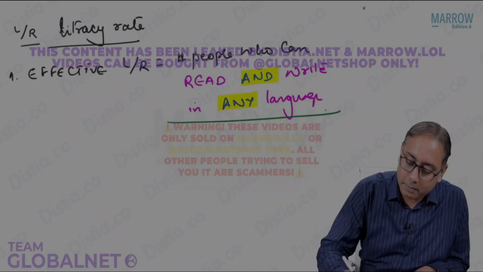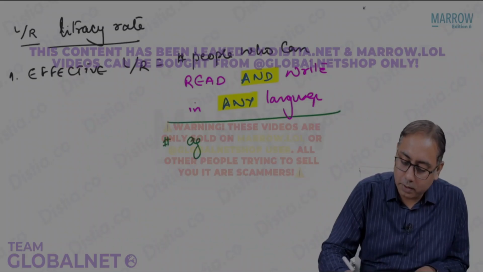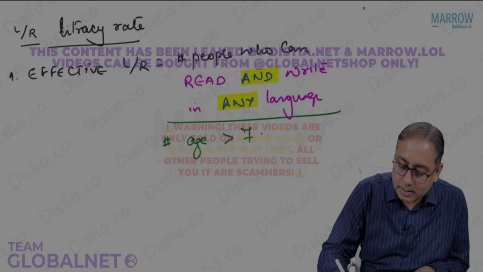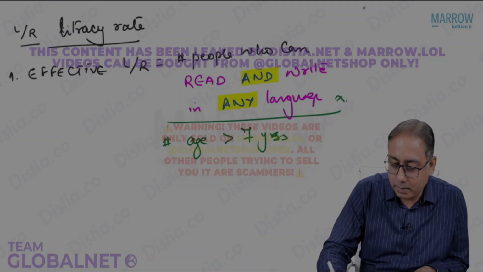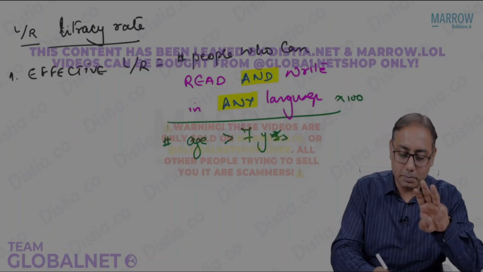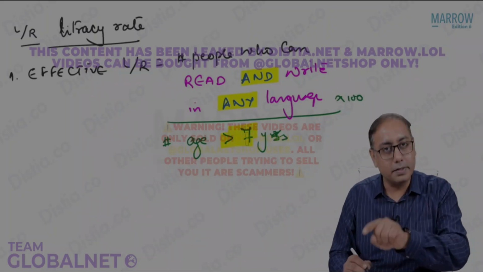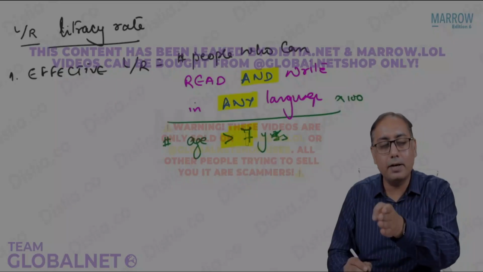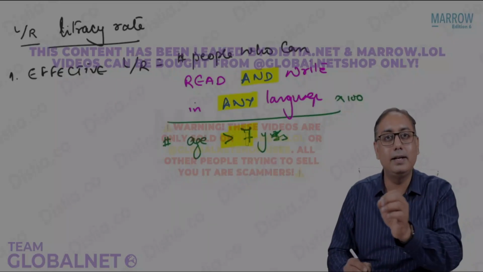divided by the total population of age more than 7 years, multiplied by 100. That is called the effective literacy rate. So there are 3 MCQ points people can ask you: age more than 7 years, the number of people who can read and write and understand, and in any language.